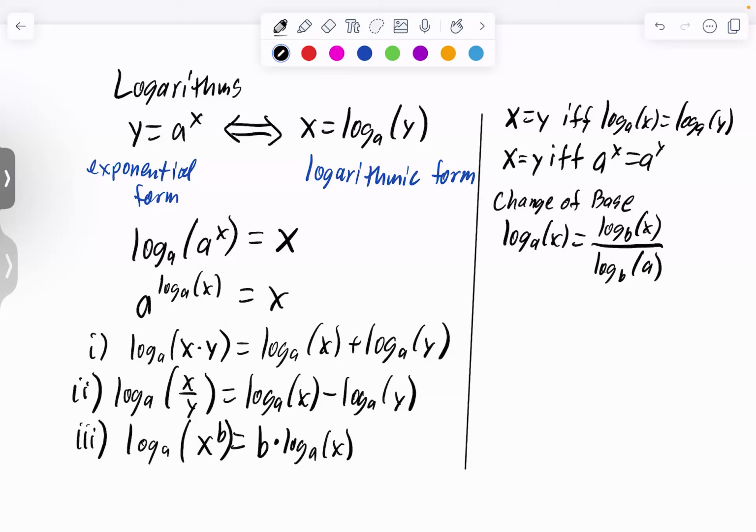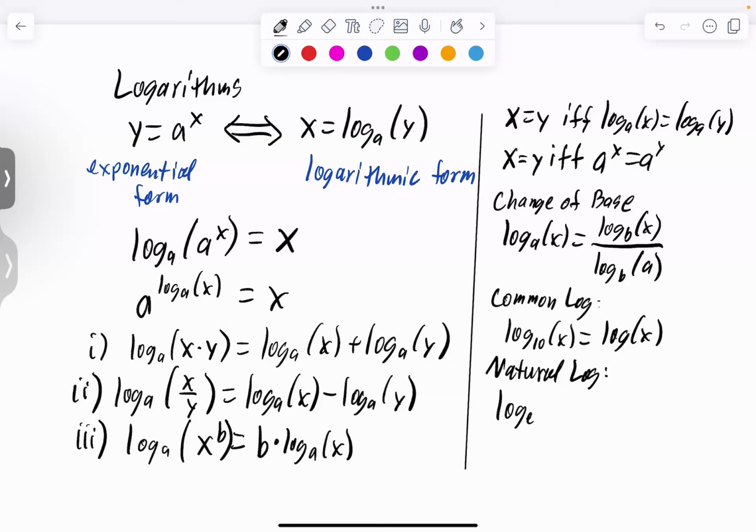And I'd like to define the common log. So log base 10 of x, we never write the 10 in, it's just log of x. So when that base is missing like that, it's an assumed 10. The natural log is log base E of x and we write that as ln of x.